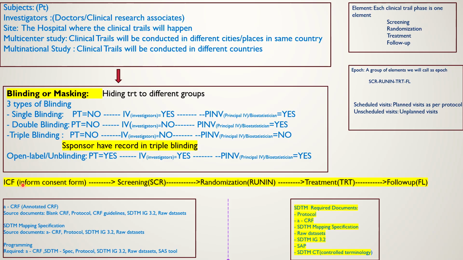If everybody knows about the treatment, we call that open label. Here ICF is nothing but the informed consent form. Once the informed consent form is signed, they will start screening, then randomization, then treatment, then follow-up. This will be the flow.